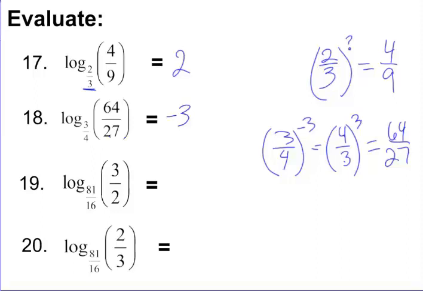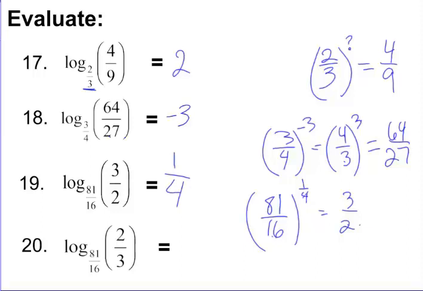Okay? Let's look at the 81 over 16. What can I do to the 81 to make it a 3? Like a fourth root. So it would be a 1/4. If I raise it to the 1/4, the fourth root of 81 gives me 3. Does the fourth root of 16 give me 2? All right, so it's 1/4.